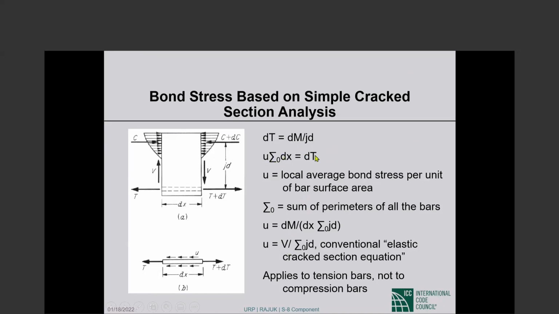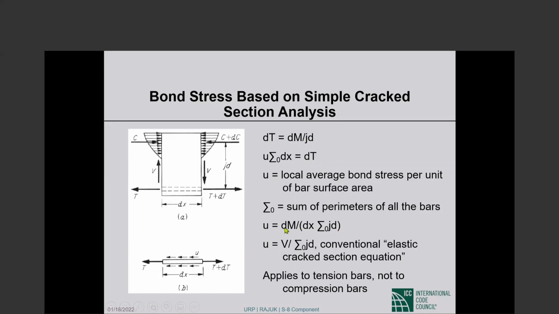u is dT over sigma sub 0 dx. Now dT is dM over jd. So if we combine the two equations together, u comes to dM over dx sigma sub 0 jd. This is from the two equations. I don't know that I need to go into any more details. Very straightforward.